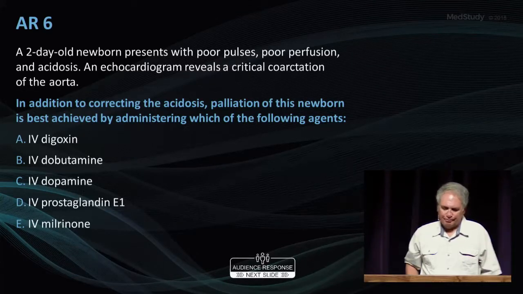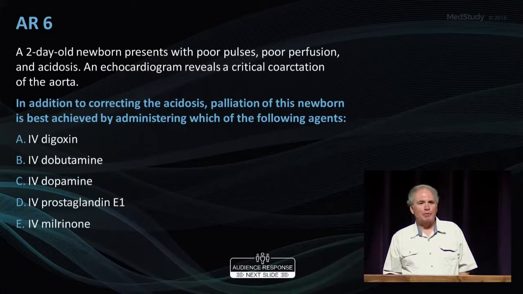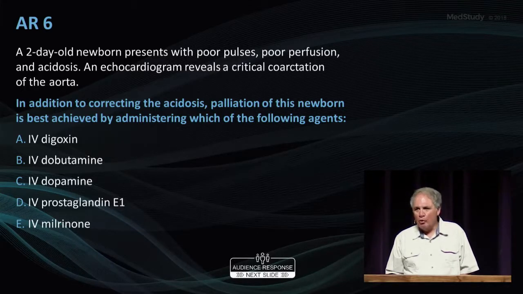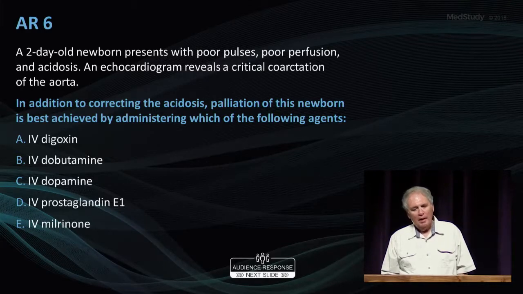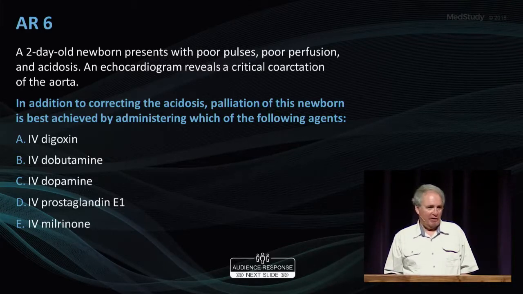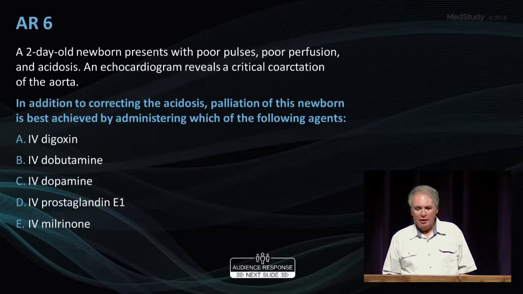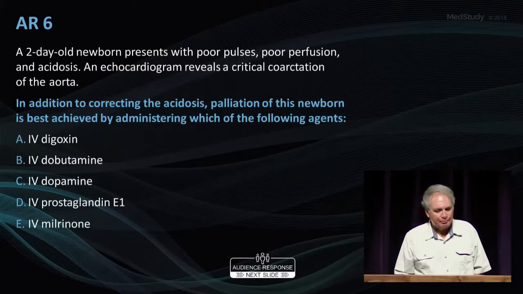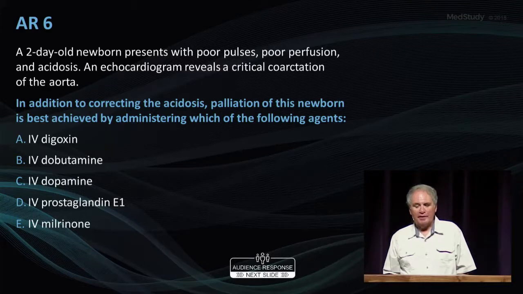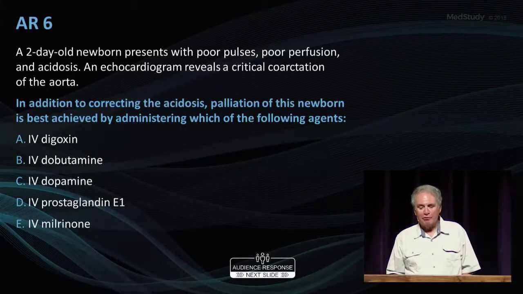Okay, here we go. Audience response number 6. A 2-day-old newborn presents with poor pulses, poor perfusion, acidosis. An echocardiogram reveals a very tight critical left heart obstruction, coarctation of the aorta. In addition to correcting the acidosis, palliation of this newborn is best achieved by administering which of the following? DIG, dobutamine, dopamine, prostaglandin, milrinone. Click away.